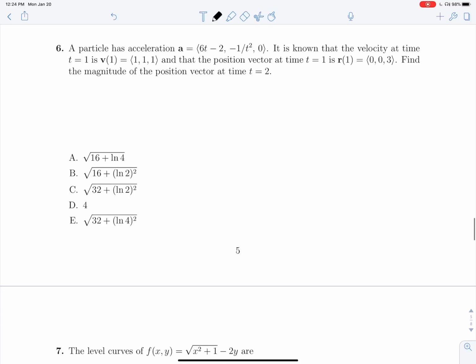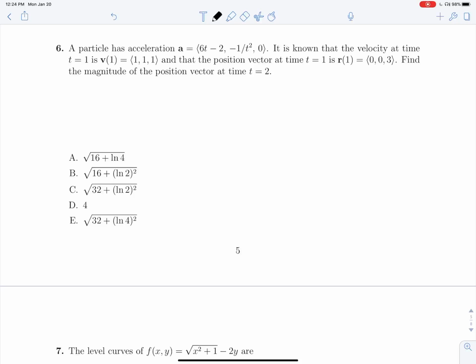Question 6, a particle has acceleration given there. It is known that the velocity, we're given an initial velocity and an initial position, all for time equals 1, and we're trying to find the magnitude of the position vector at t equals 2. Again, very, very standard kind of question for them to ask.